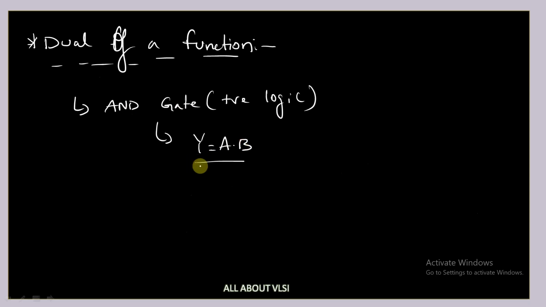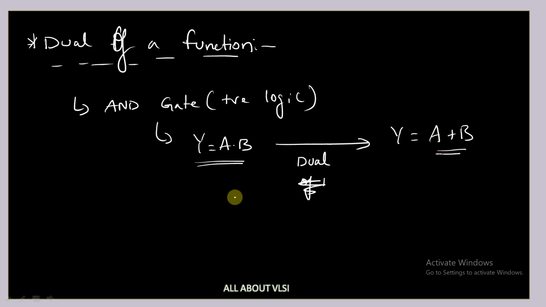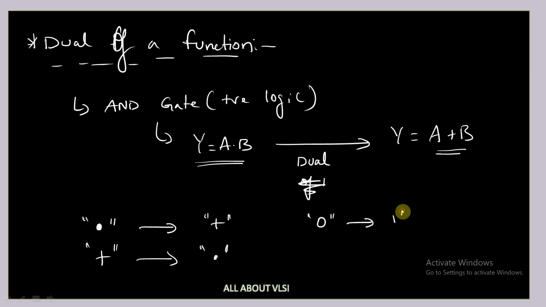Now, if I want to find the dual of this function, what am I going to do? If I find the dual, then what I am going to get is y is equal to a plus b. So how am I going to find the dual? For finding the dual, we will simply replace the dot operator with the plus operator and the plus operator with the dot operator, and we replace 0 with 1 and 1 with 0. So this is nothing but performing the dual.